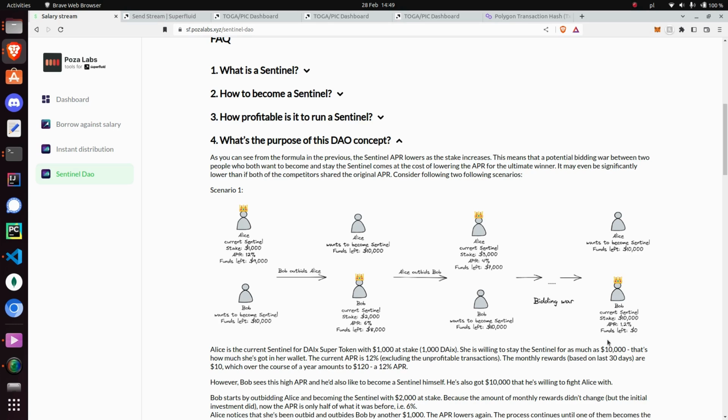So this isn't really a desirable state for either Bob or Alice, even though Bob is the current Sentinel. When you compare what he's been presented with at first, 12% APR, and what he has right now, it's 10 times less. And he's also had to put out his entire stake to outbid his competitor. And also Alice isn't happy either because she doesn't get to enjoy the Sentinel profits. She's left over with her funds, and that's it. So this is one scenario where potential collaboration could improve this situation.